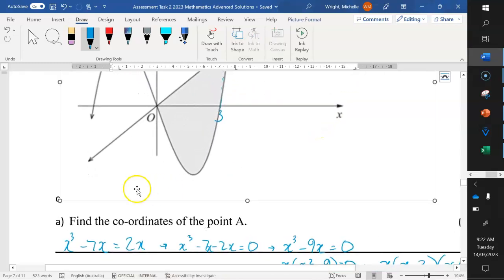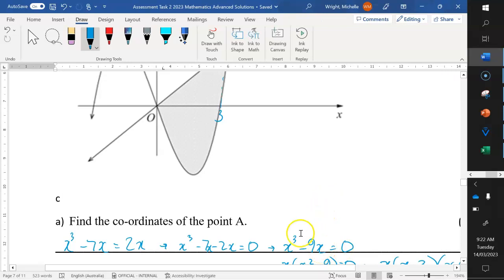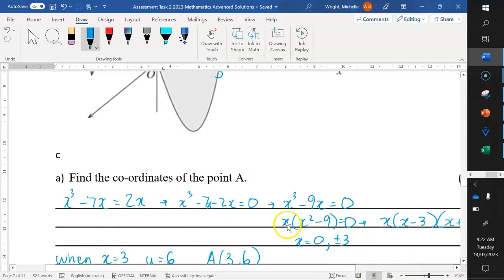So algebraically, I've written that down there. x cubed minus 7x equals 2x. Let's bring the 2x over to the other side. So we get x cubed minus 7x minus 2x, which simplifies to x cubed minus 9x. Now, don't panic that it's a cubic, because there is an x in each side, so we can factorize out that x. So we'll end up with a quadratic. x squared minus 9 is equal to 0.